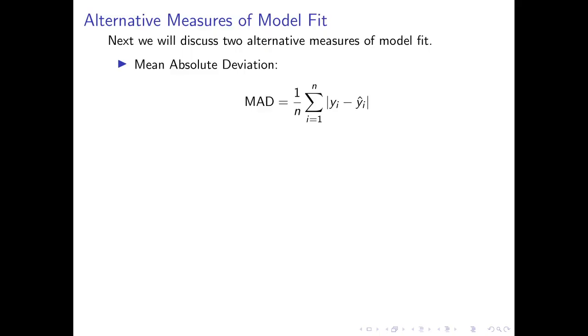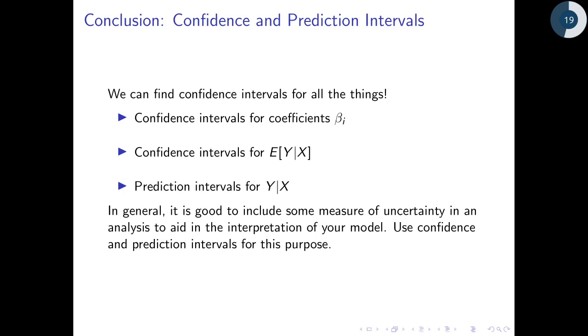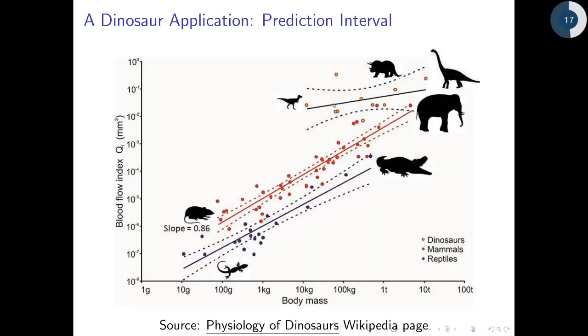Before I actually talk about alternative measures of model fit though, I want to include a quick side note about something we talked about last time. So just a quick refresher. Last time we talked about, of course, prediction and confidence intervals for the betas, confidence intervals for the mean of the prediction, and then prediction intervals for the actual y values themselves. And when we had this dinosaur picture, I mentioned that these looked like something like 80% prediction intervals or something like that, just eyeballing it.